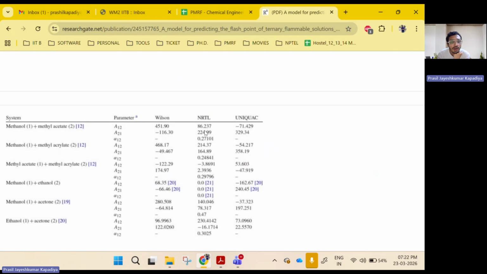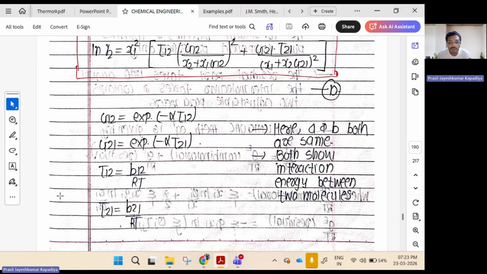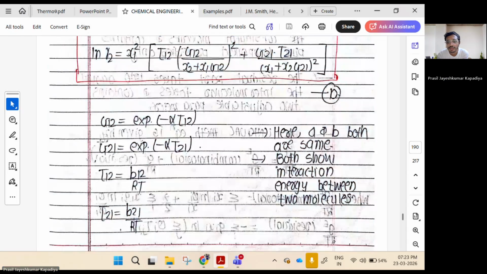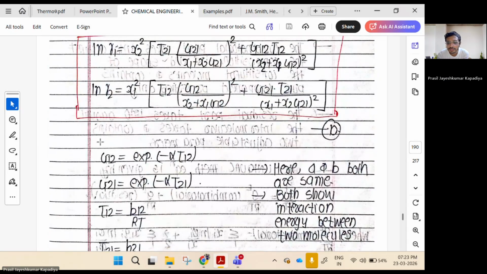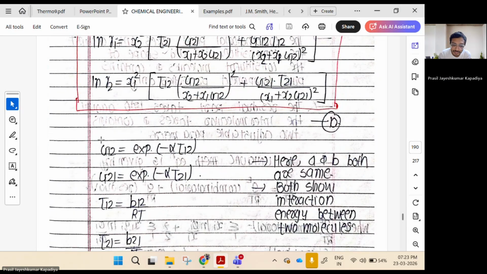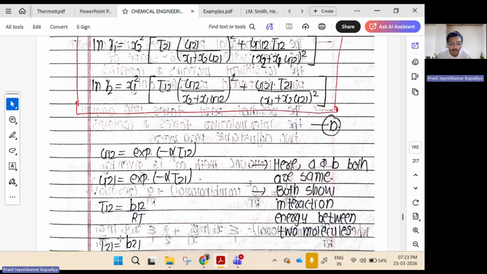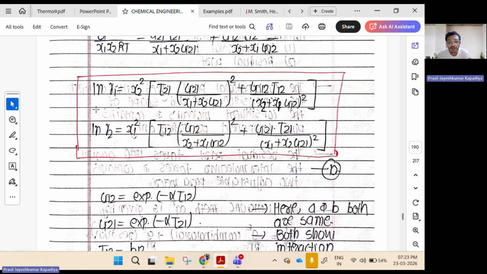And B12, B21 are always there. This is similar. Here we have written in terms of A12, so it is the same only. So A12, A21 is here, and this is the alpha term. So the alpha term is additional. This also captures the temperature dependence of gamma.